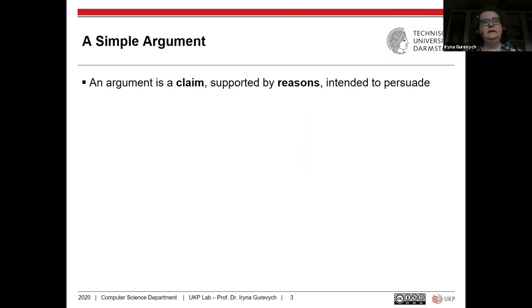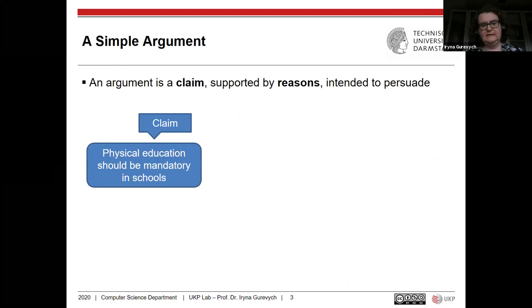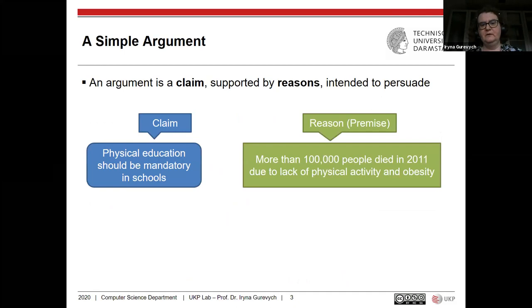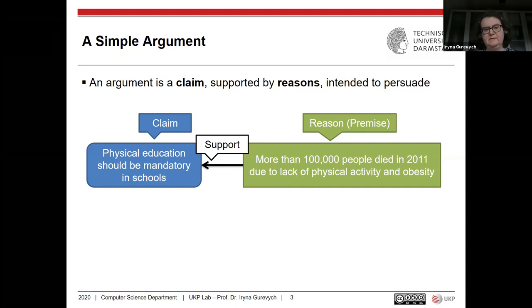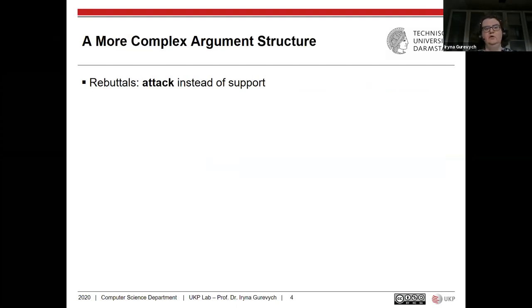Now let us have a look at a simple argument. An argument is a claim, for example, physical education should be mandatory in schools, supported by reasons. For example, more than 100,000 people died in 2011 due to lack of physical activity and obesity. And there is a support relation between these two statements, and taken together, they are supposed to persuade the audience that the claim is correct.